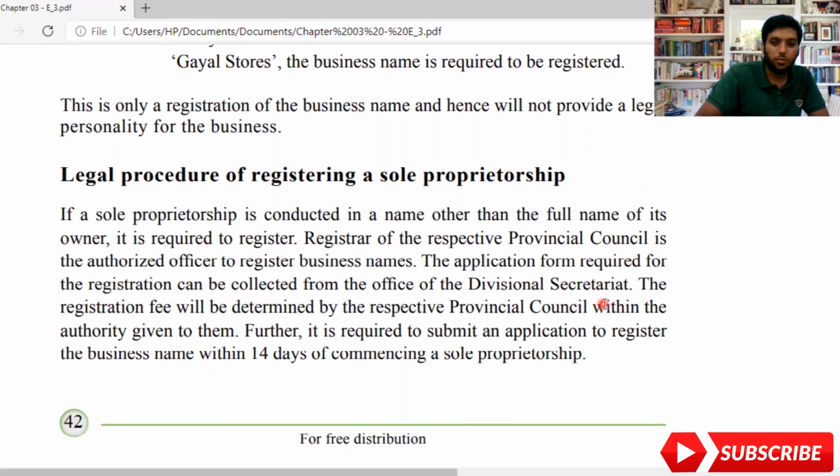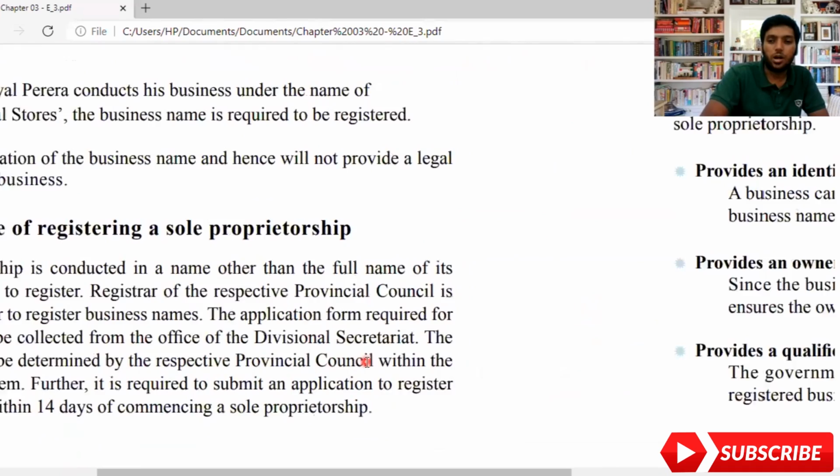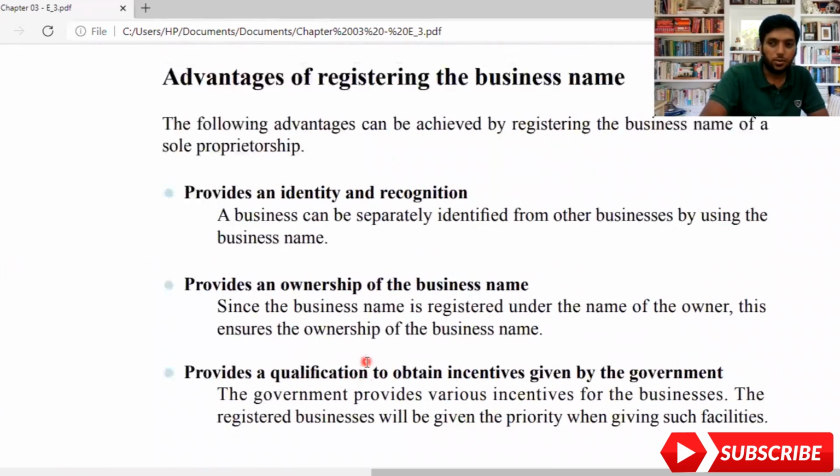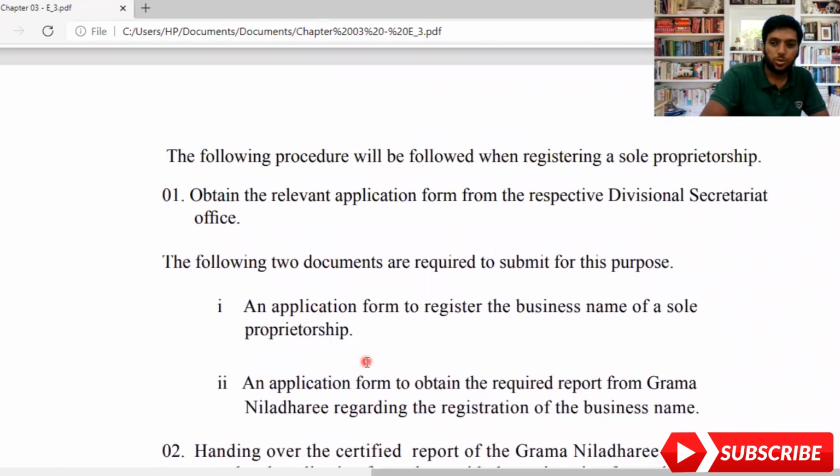Within the particular time, if you make the form and you submit it, then of course you can get the registration. But before that, you need to meet the Grama Sevaka. Further, it is required to submit an application to register business name within 14 days of commencing a sole proprietorship. So after starting the business, you can't give a sole proprietorship. Before you commence the business, you need to fill before starting the business. You need to get the registration.